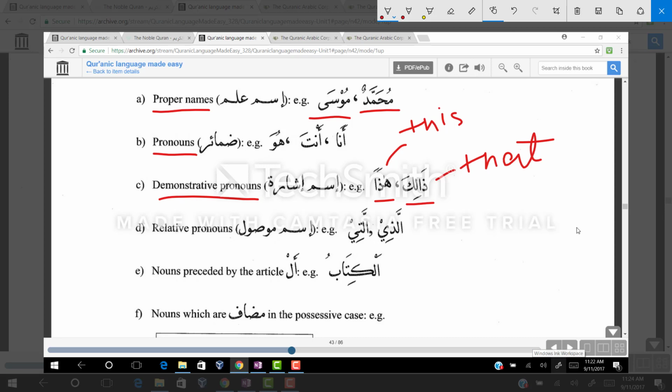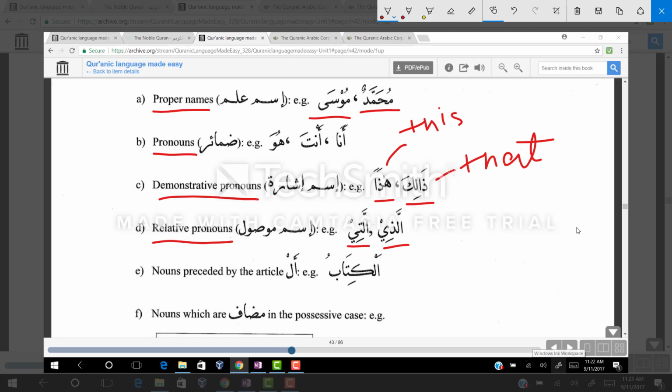And the next one is the relative pronouns, or ism mausul. They are alladhi and allati. You will be learning about the relative pronouns in detail in the coming chapters. For now, just remember alladhi and allati. The meaning of these two is "the one who" or "that which". They are also marifa or definite nouns, because the sentence starts like "that is the one who did this", something like that.